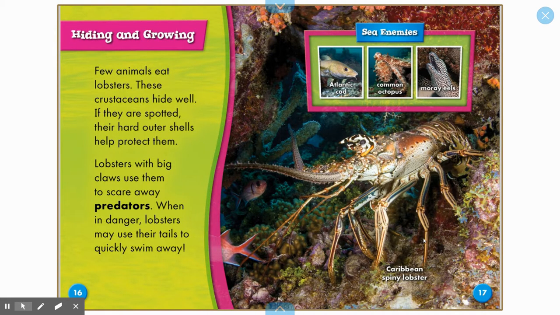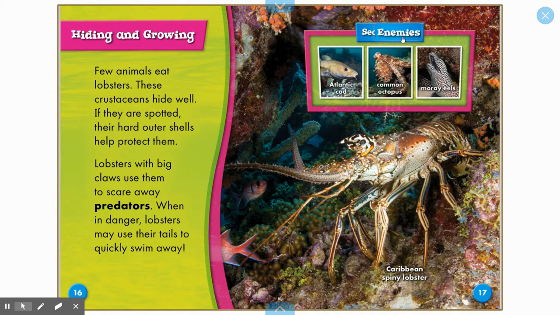Hiding and growing. A new heading. That means this chapter is going to be all about lobsters hiding and growing. Few animals eat lobsters. These crustaceans hide well. If they are spotted, their hard outer shells help protect them. Lobsters with big claws use them to scare away predators. When in danger, lobsters may use their tails to quickly swim away.